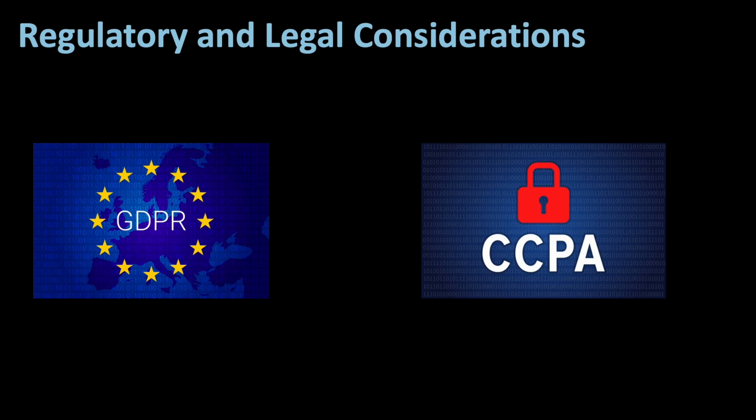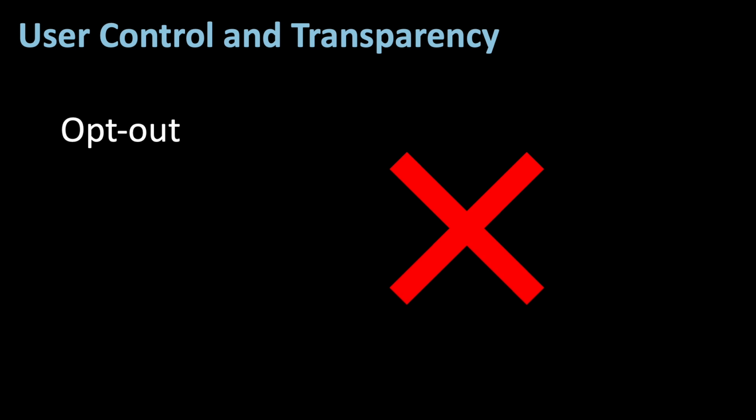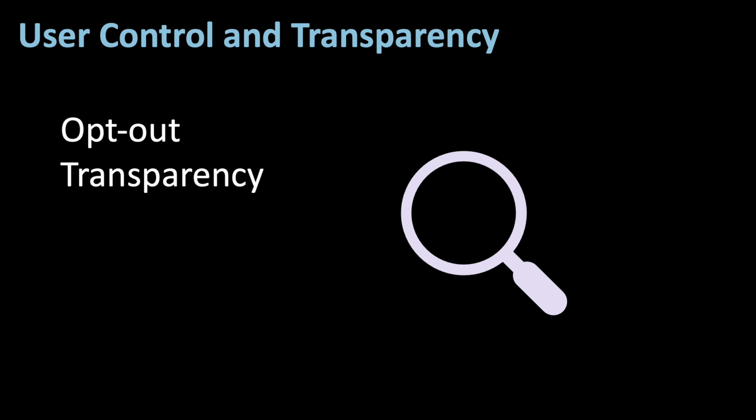So to address these privacy concerns, websites and tracking networks should provide opt-out options. You have to offer users the ability to opt out of cross-domain tracking through browser settings or dedicated mechanisms. Transparency. Clearly communicate data collection practices and privacy policies to users, ensuring that they understand how their data is being used.